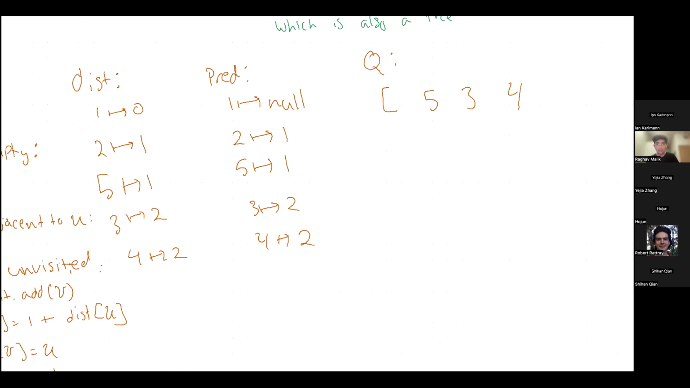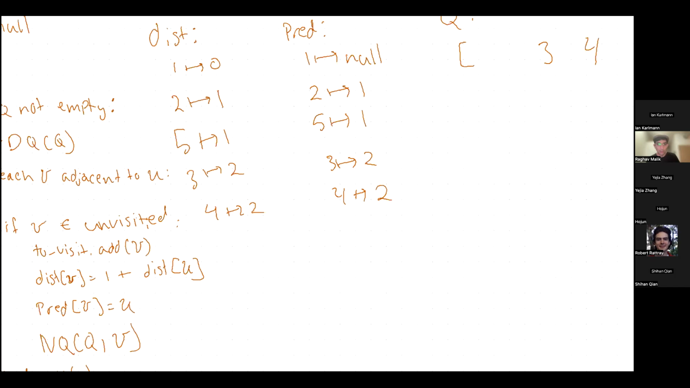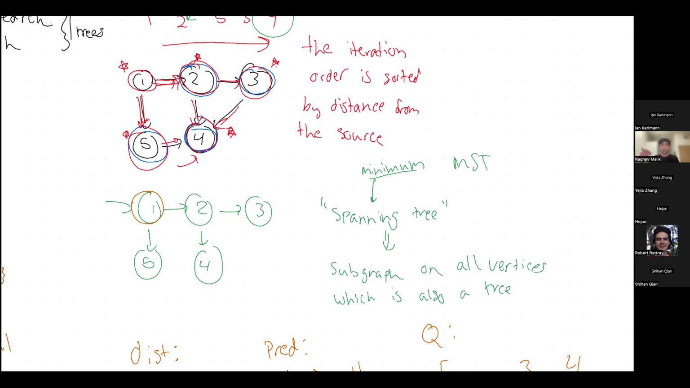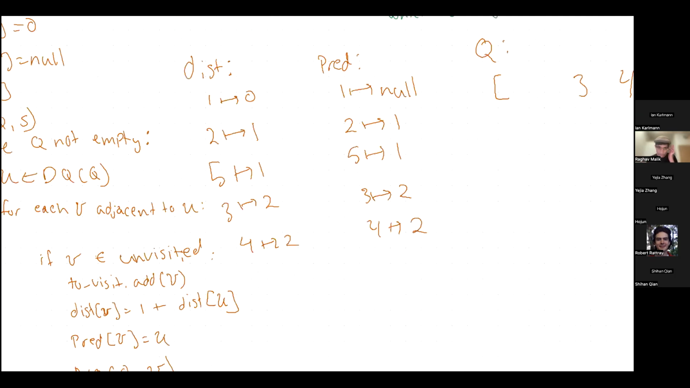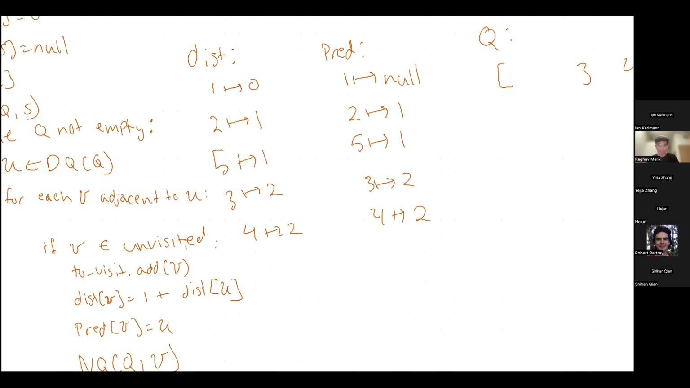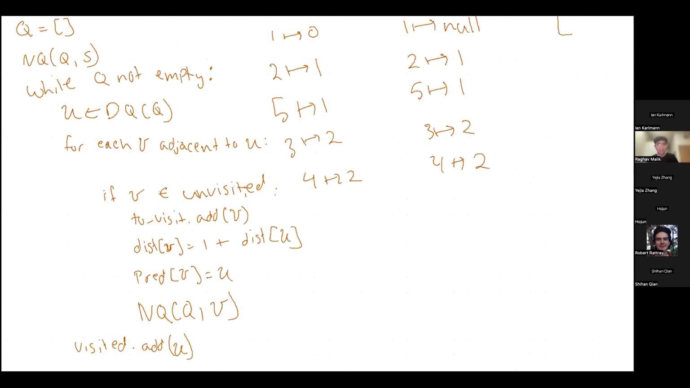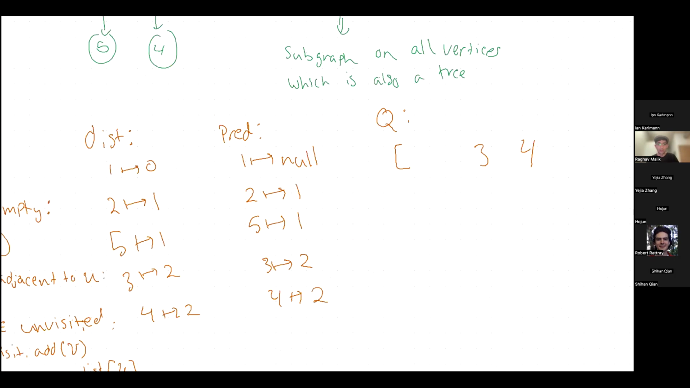Now I'm done, so I dequeue 5. I look at all of the vertices adjacent to 5. I see 4. But 4 has already been marked as visited from here, so I don't process it. It skips this if statement. So in particular, there's nothing else to do. So I'm done with 5.